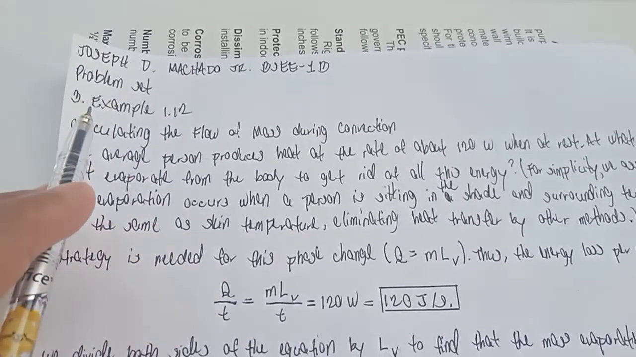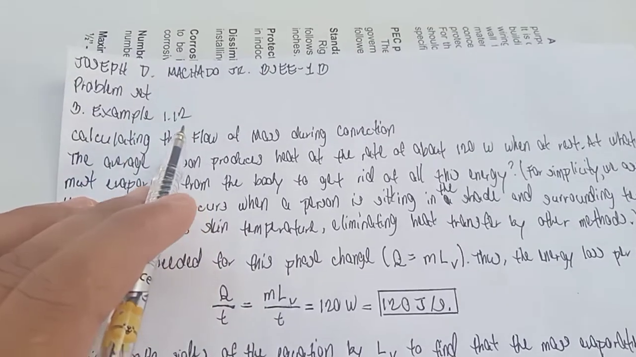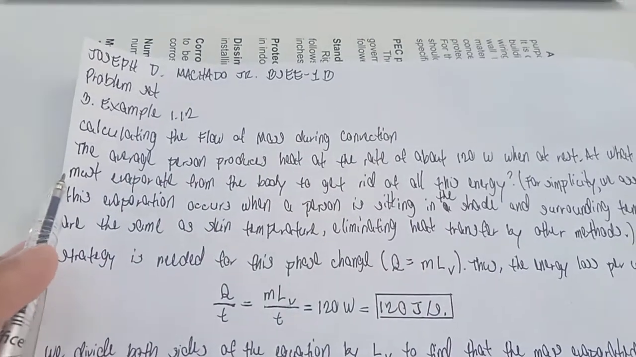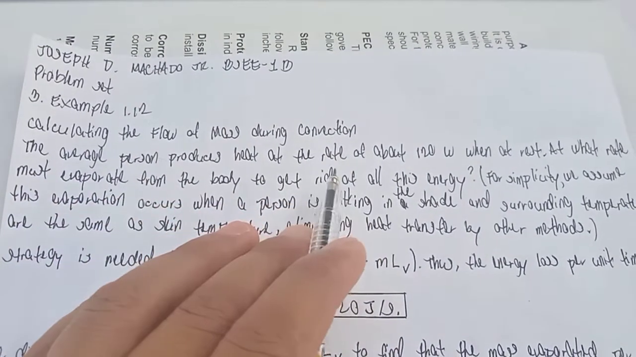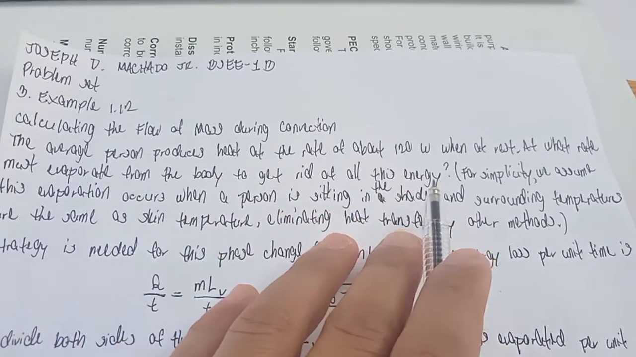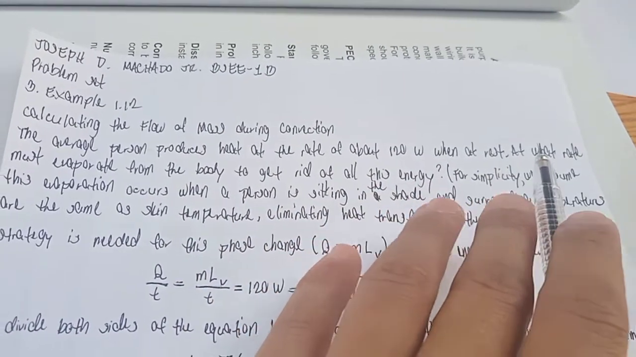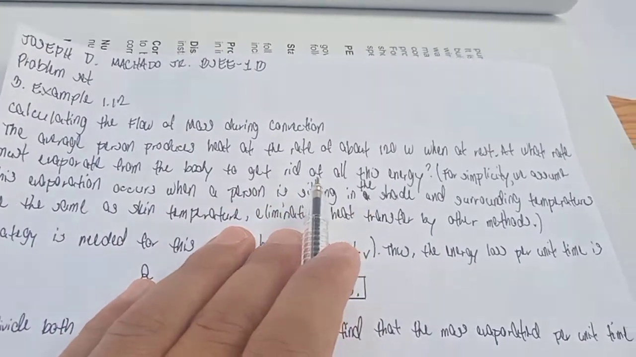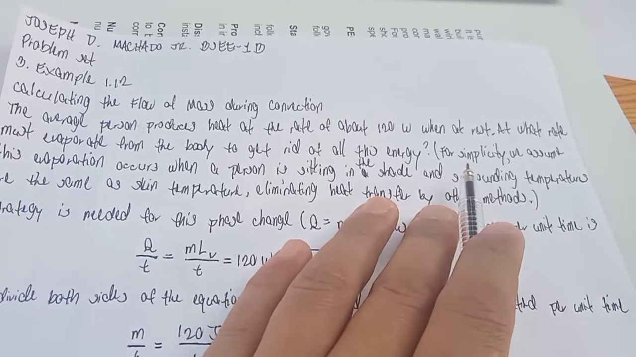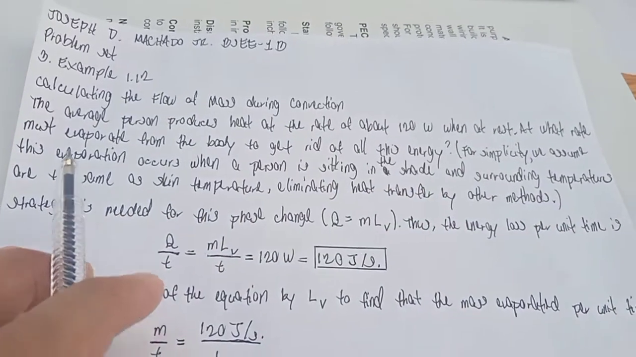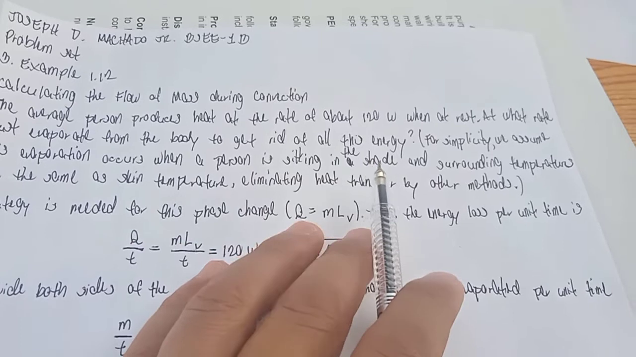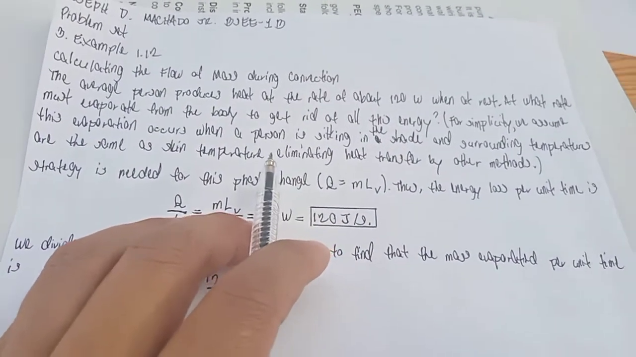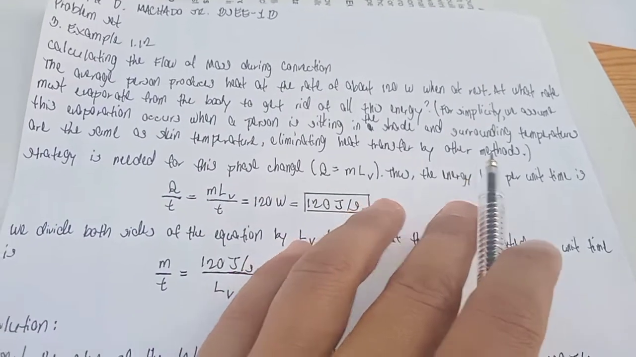Problem set number 3, example 1.12, calculating the flow of mass during convection. Question: the average person produces heat at the rate of about 120 watts when at rest. At what rate must water evaporate from the body to get rid of all this energy? For simplicity, we assume this evaporation occurs when a person is sitting in the shade and surrounding temperatures are the same as skin temperature, eliminating heat transfer by other methods.